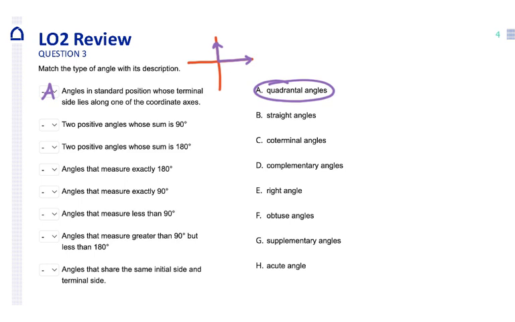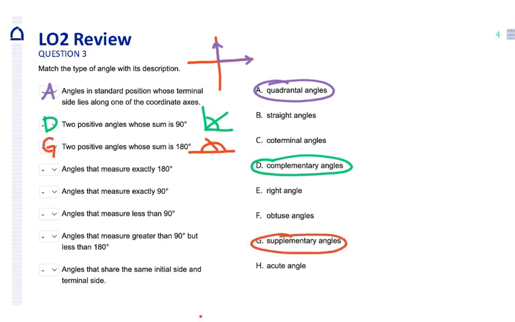Two positive angles whose sum is 90. So there's a right angle and you've got two angles adding up to 90. Those are called complementary. Okay. Two positive angles whose sum is 180. So you've got two angles, they add up to 180. Those are called supplementary angles. Angles that measure exactly 180. So that would be the case where you've got an angle like that. That is called a straight angle.